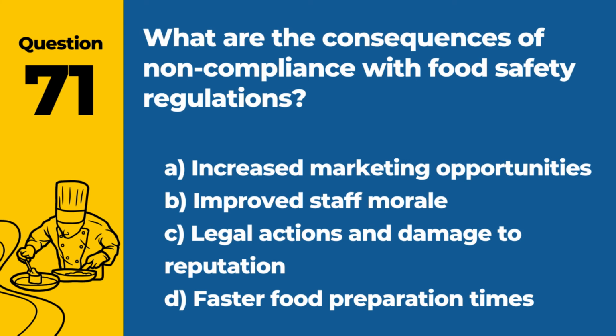Question 71. How should food be stored to prevent contamination? A. At room temperature to preserve its natural taste. B. In labeled, sealed containers and at the correct temperature. C. In bulk containers to reduce waste. D. As close to the kitchen door as possible for easy access. Answer. B. In labeled, sealed containers and at the correct temperature. Food should be stored in labeled, sealed containers and at the correct temperature to prevent contamination.